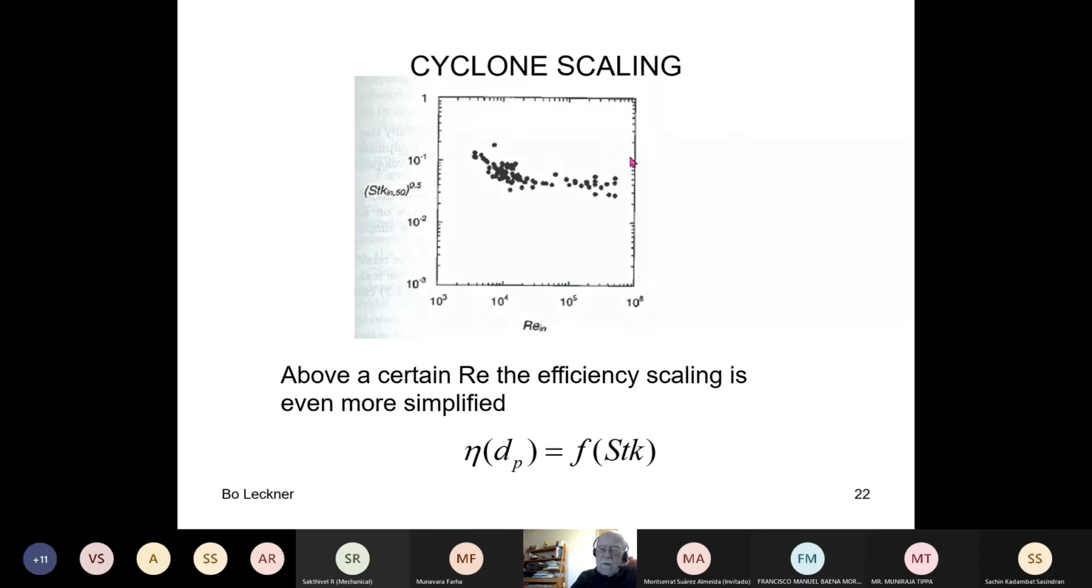I have copied this from some literature. It shows that, in fact, if you have a certain Reynolds number here, the Stokes number is no longer dependent on the Reynolds number, so it can be simplified. You could say that the efficiency of the cyclone for a certain particle size depends on Stokes number.